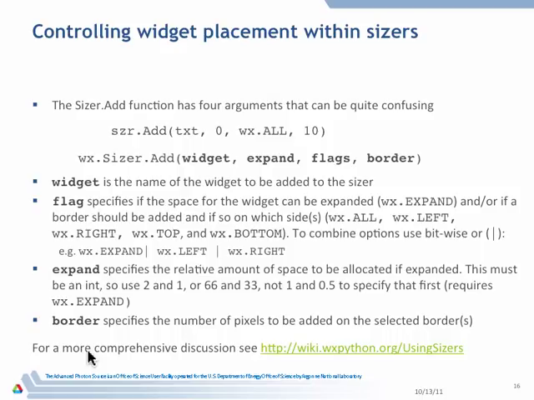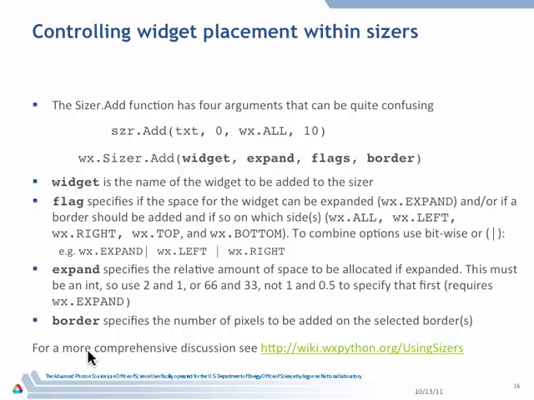The flag field can be one of a number of things or a combination of those. So the first thing is expand. Do I want this widget to stay its initial size, or do I want to give it extra space if it becomes available? And if I say WX expand, the widget can expand, and if I don't, it can't. Second thing is, do I want to give borders around this widget? Do I want to give it some extra space or not?